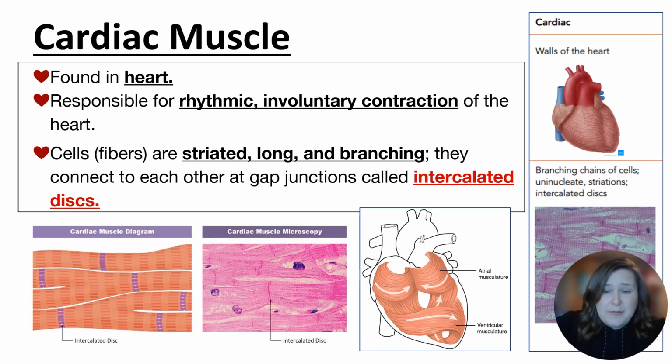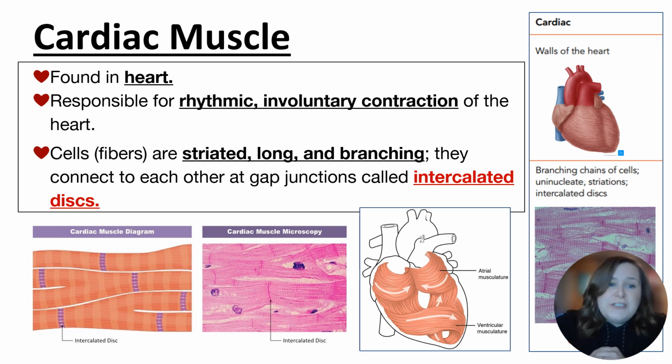The first type we're going to talk about is cardiac tissue. Cardiac tissue is going to be found in the heart. It is responsible for the rhythmic involuntary contraction of the heart. The cells or the muscle fibers are going to be striated. When we see that word striated, we know that that means striped looking. They're going to be long and branching. So you can see long, but also they're branching off. So they're not just in straight lines.